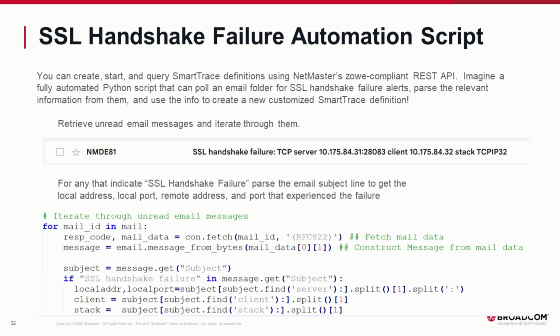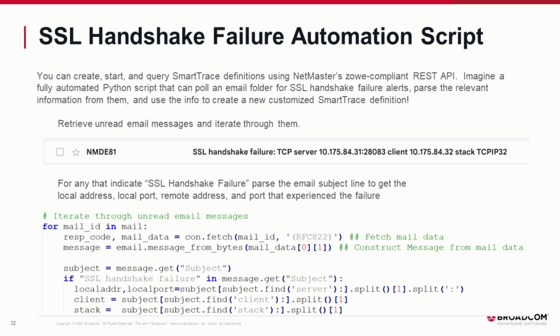So in this presentation so far, we've focused on the 3270 panel-driven interface and the web portal to create and interact with SmartTraces and packet data. But there's one more way you can do it, and this one can be automated. You can use Python and our REST API to respond to the handshake failure alert from NetMaster's event detector by creating and starting a customized SmartTrace definition, all via a short, easy-to-read Python script. The one I wrote was fewer than 200 lines of code.